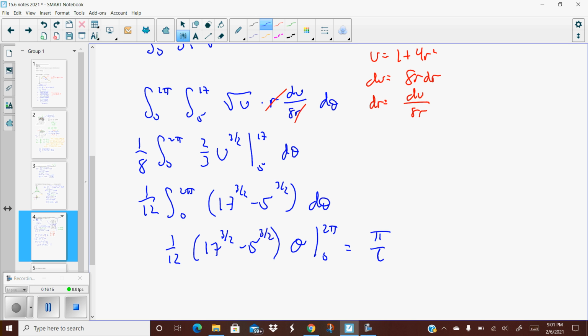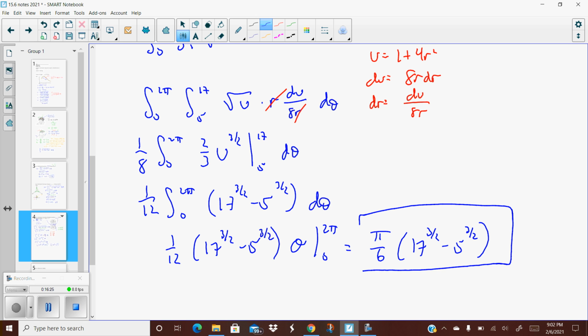So pi over 6 times 17 to the 3/2 minus 5 to the 3/2. That is not a very pretty answer, but that is the answer. So that's the surface area of the region in between the two cylinders of the hyperbolic paraboloid.